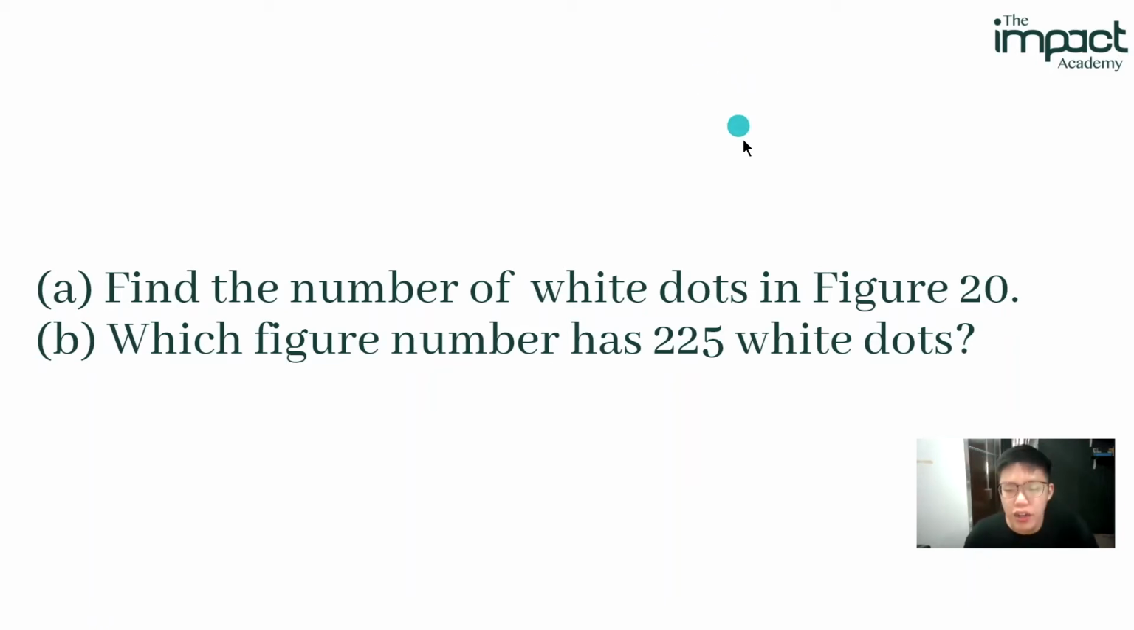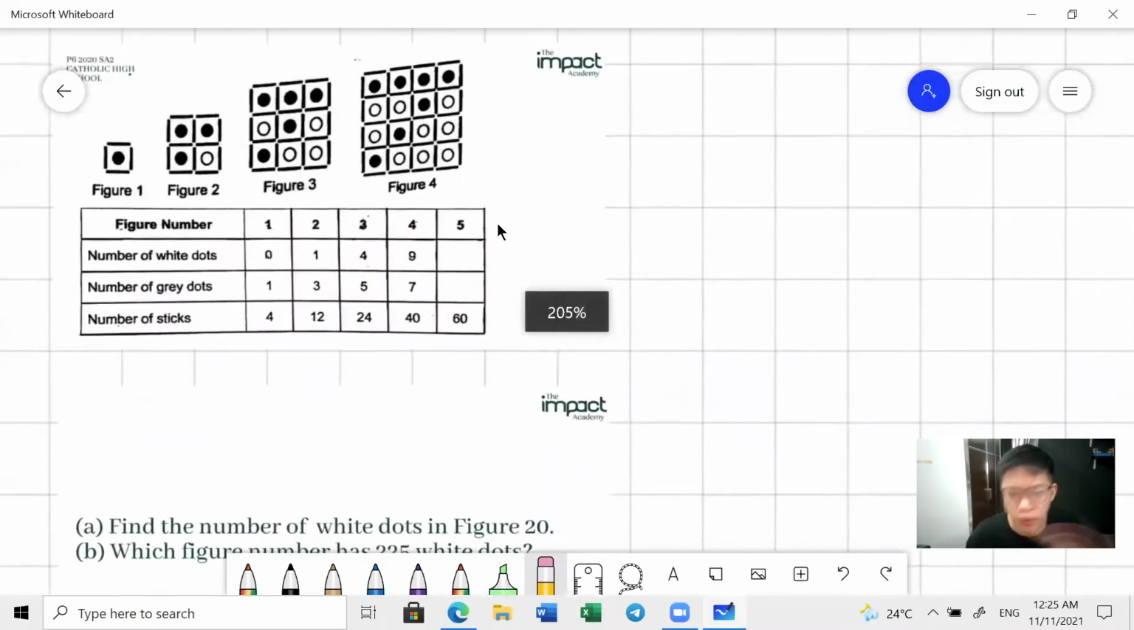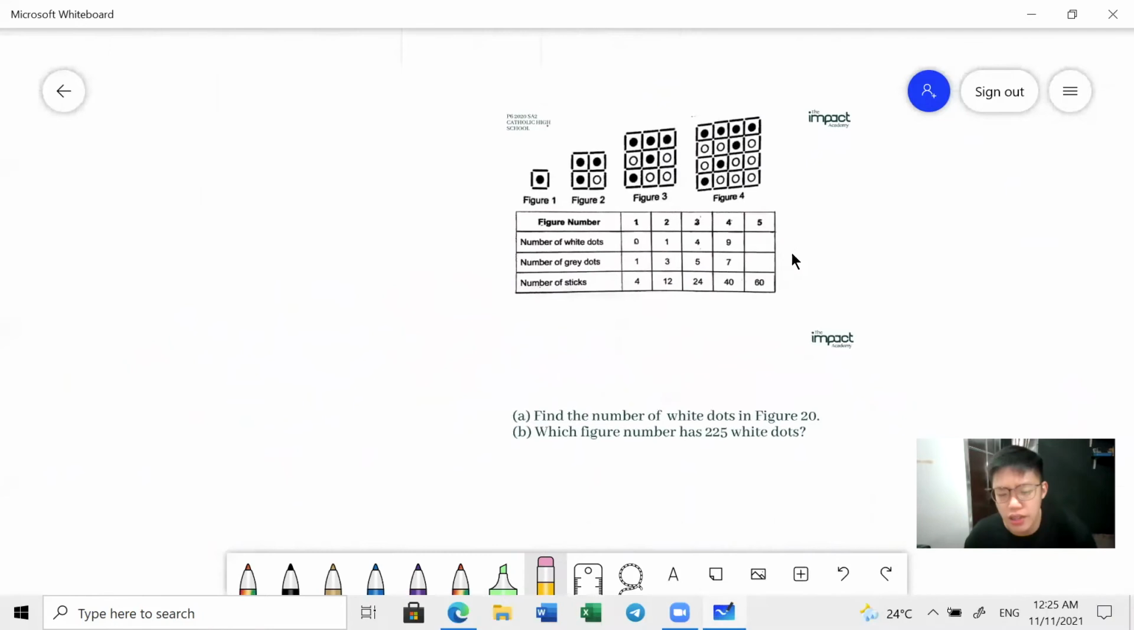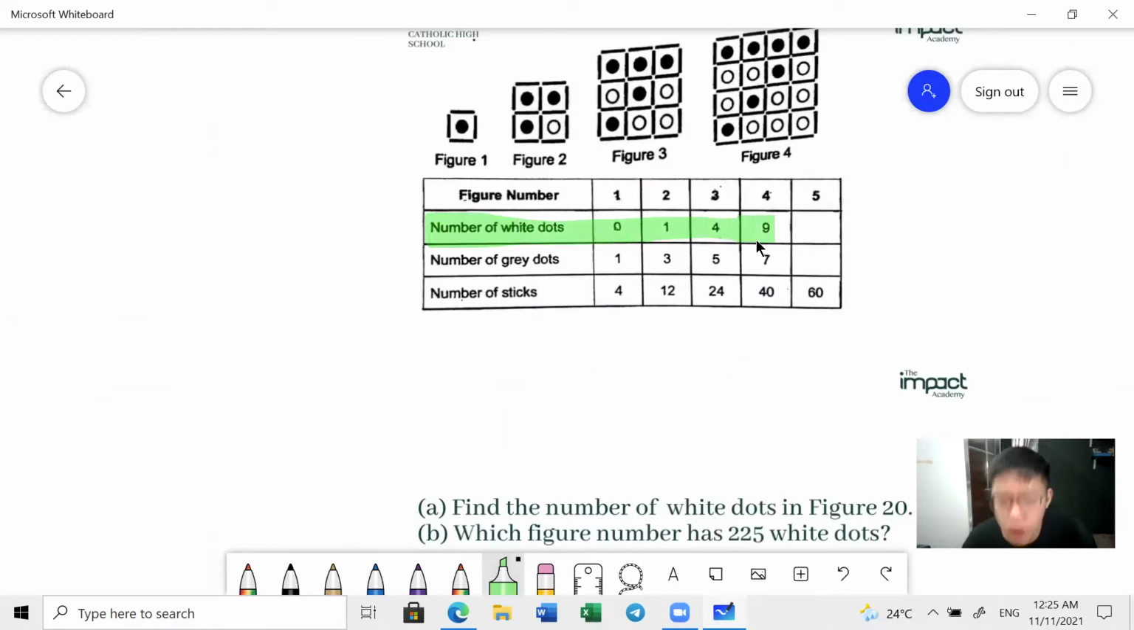So without any further ado, let's get our hands dirty and just do it. I think from doing, you will be able to understand it even better. So we are just going to focus on the number of white dots. If you're wondering, hey, why not the number of gray dots? Because the number of gray dots will require us to use a different method. And in fact, I have already covered that in the first video, so you can watch it there. And the number of sticks is another method that I will cover in the subsequent videos.